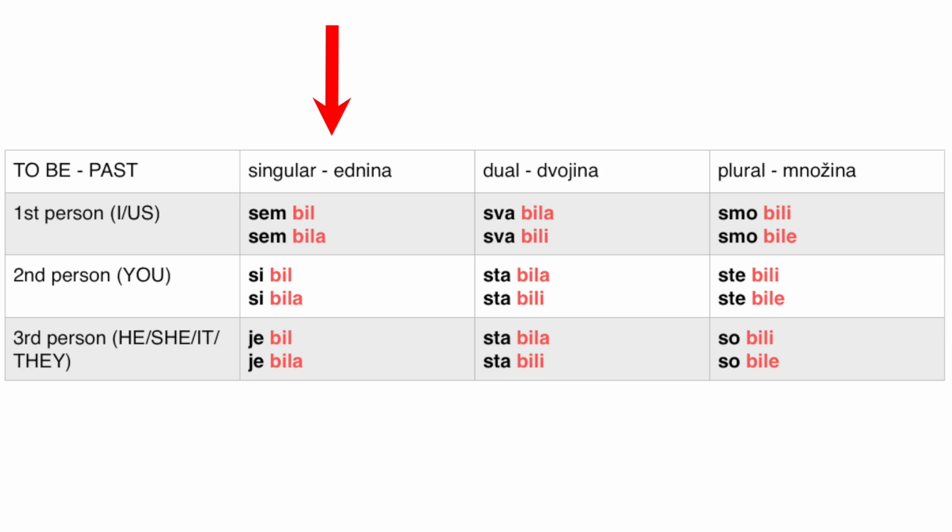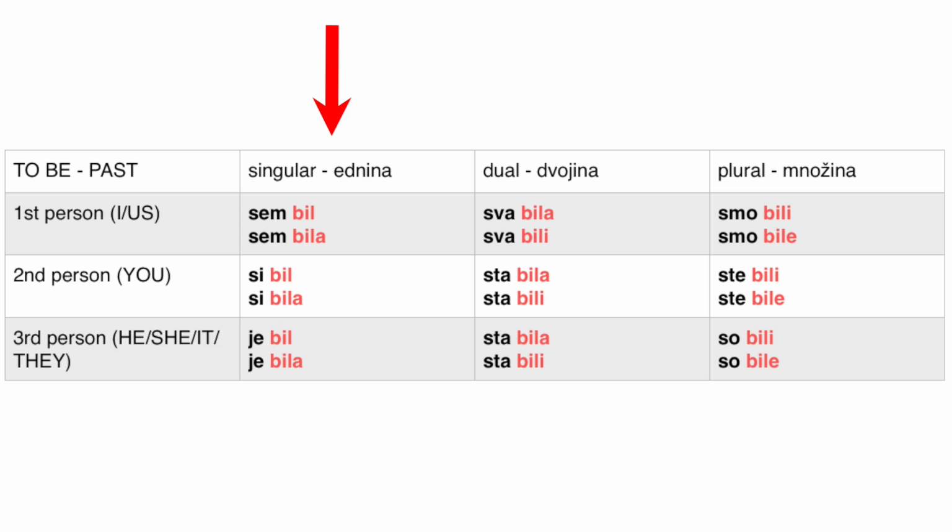For the first person singular, we would add on biu, which is for a male, or bila, which is for a female. So the first person singular in the past tense would be sem biu or sem bila. The same goes for second person singular. We have si biu, si bila. And then third person singular is je biu or je bila.